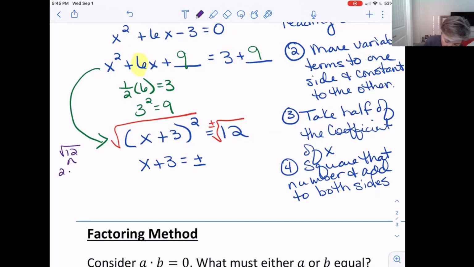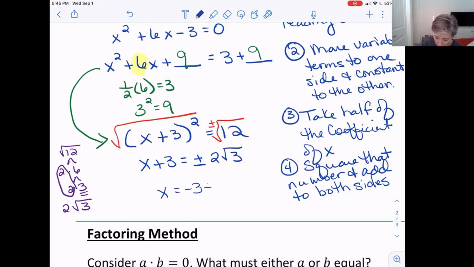12 breaks down into 2 times 6. 6 is 2 times 3. I have a pair of 2s, so that means a 2 can come out. This 3 is not part of a pair, so it has to stay in. So we get 2 square root of 3. And then we subtract 3 from both sides, and we get x equals -3 plus or minus 2 square root of 3.